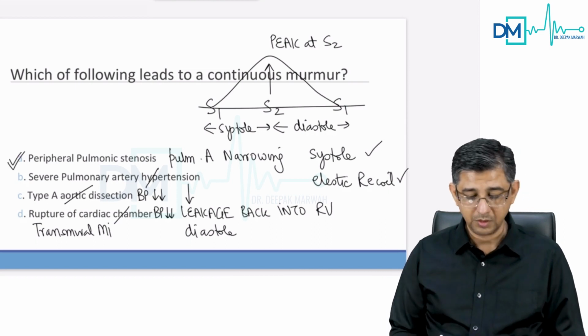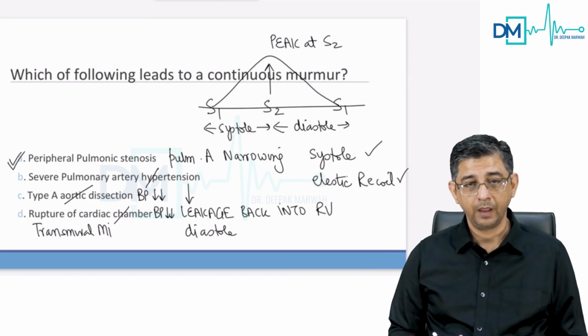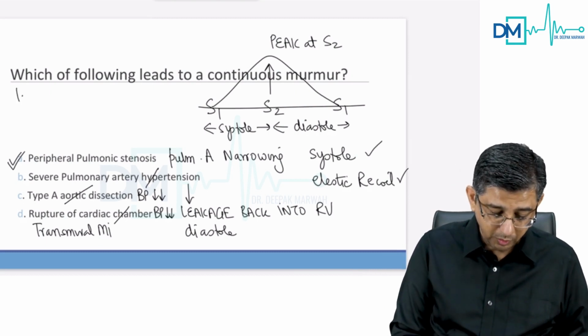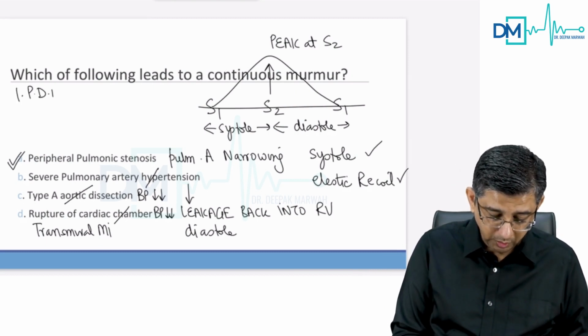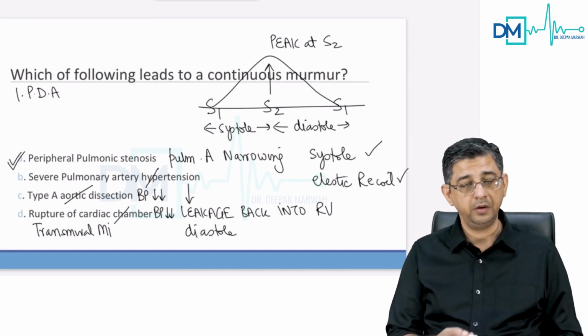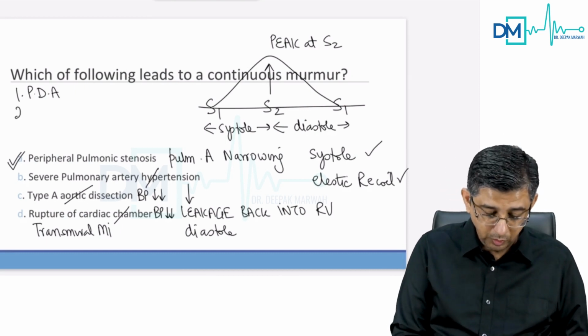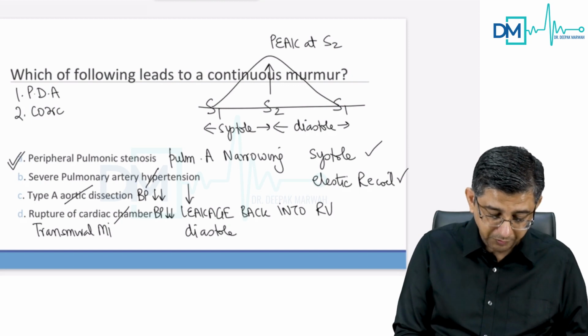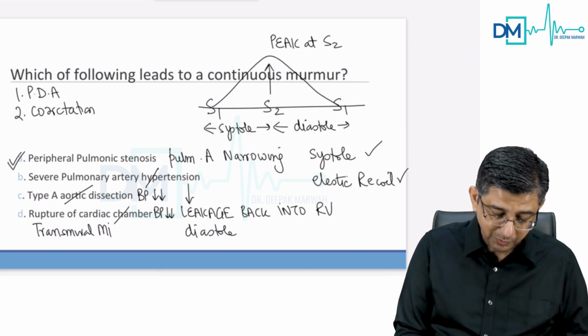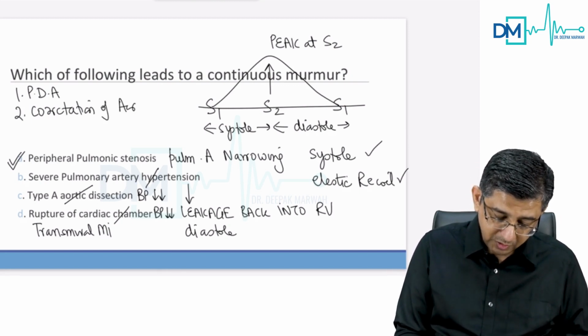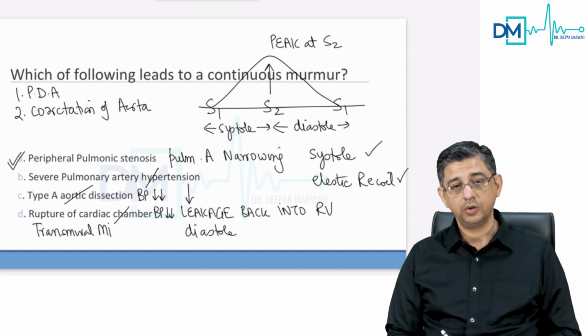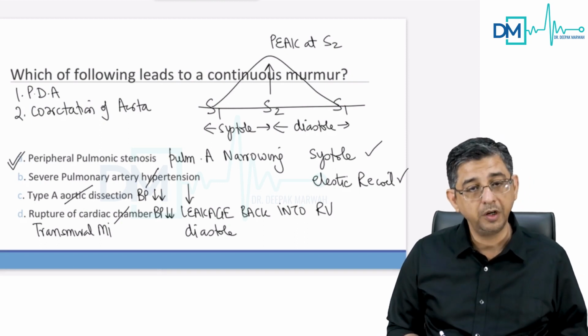Peripheral pulmonic stenosis results in a continuous murmur. Why you need to know this is because traditionally speaking, we all know that continuous murmur is seen in PDA, patent ductus arteriosus. We all know that it is also found in coarctation of aorta. Why? Because there is presence of collaterals. There is presence of collaterals in the heart, and those collaterals would result in development of a continuous murmur.